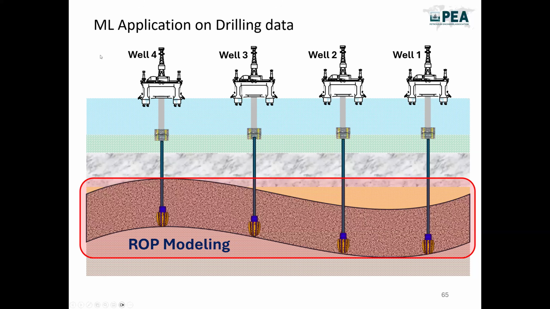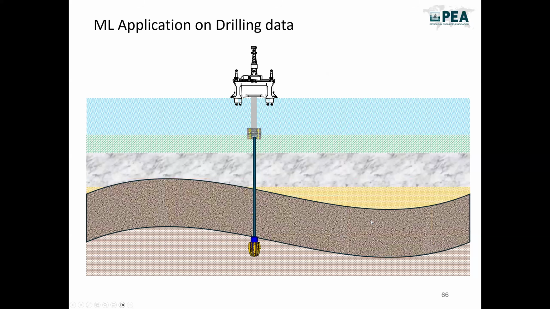And also, if you increase the number of wells, again, you're going to increase the ROP model accuracy as well. So while drilling a new well, you can update your ROP model as well. So that could be done as well. But what we did today, we just used machine learning to create an ROP model for a specified formation. You can use it for different purposes as well.